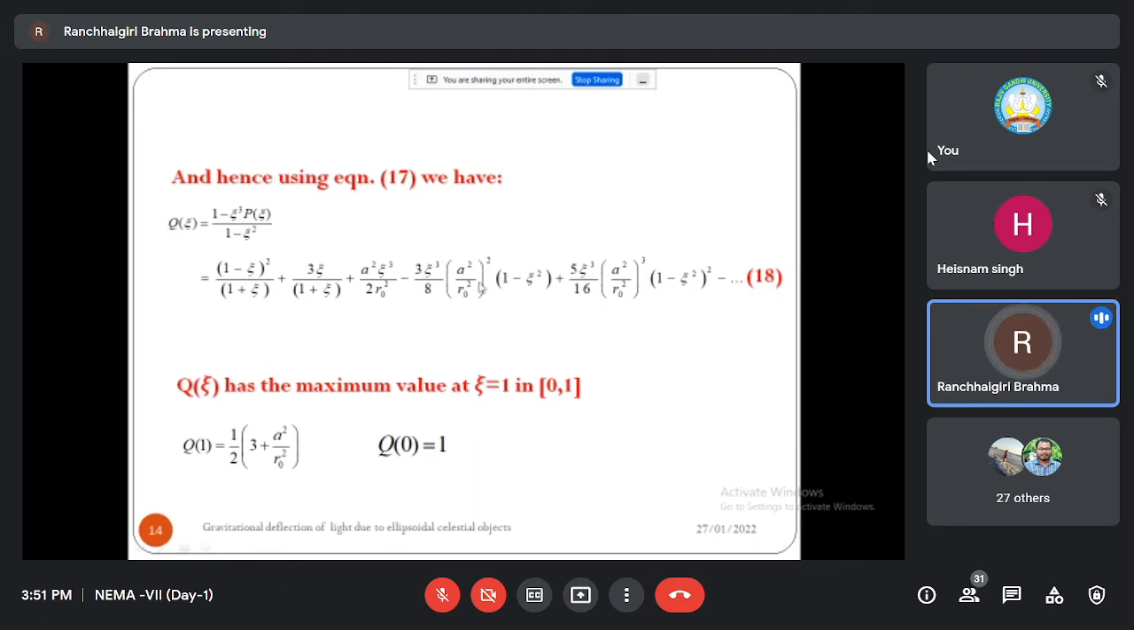Then equation 18 has a maximum value at psi equal to 1, given by q of 1 equal to half p plus square.